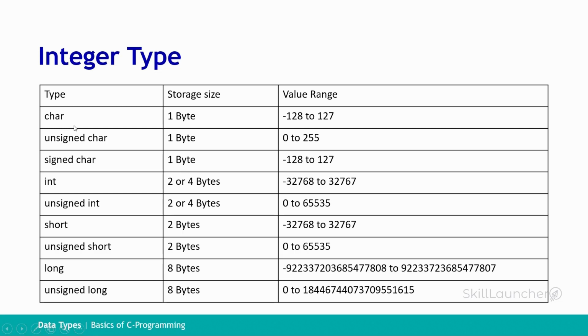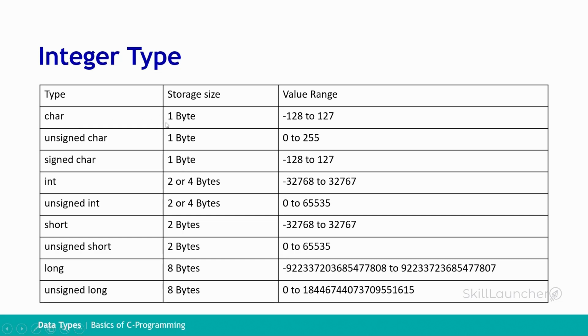Let's say for example, I have a character small a. Small a has a character value of 97. Small b has a value of 98. Similarly, capital A has a value of 65, and so on. You can refer to the ASCII chart, which shows each character has a corresponding ASCII value. Now the storage size for character is 1 byte.